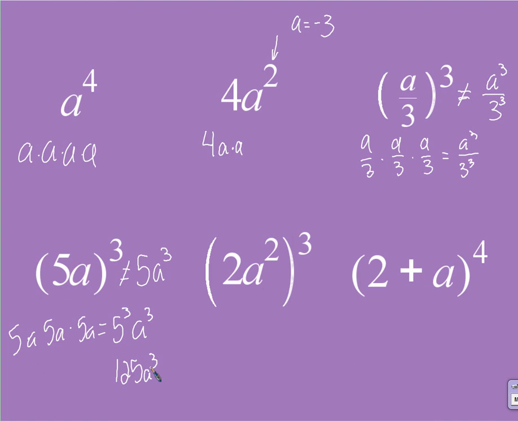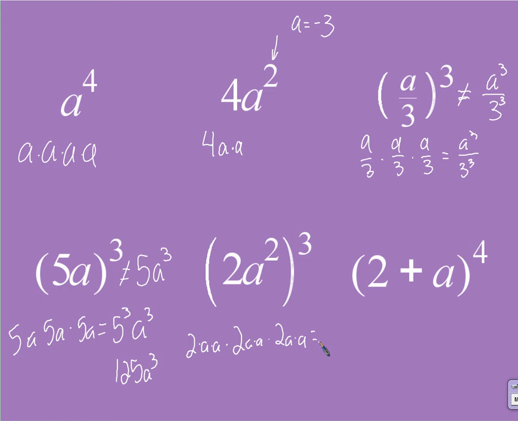Think about what is being said in these algebraic expressions. Think about what the person who wrote it down is trying to communicate. This guy right here: I'm raising something to the third power, meaning I want to multiply something by itself 3 times. What is the thing that I want to multiply by itself 3 times? 2 times A times A. You even wrote that down. That's good. 2 times A times A, times 2 times A times A.